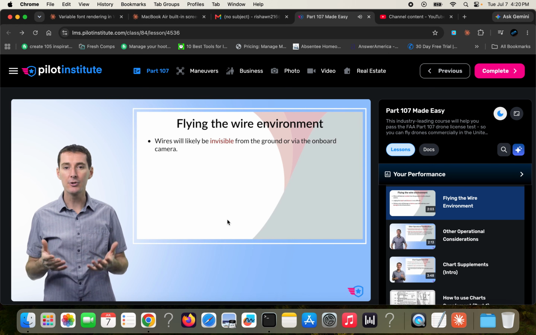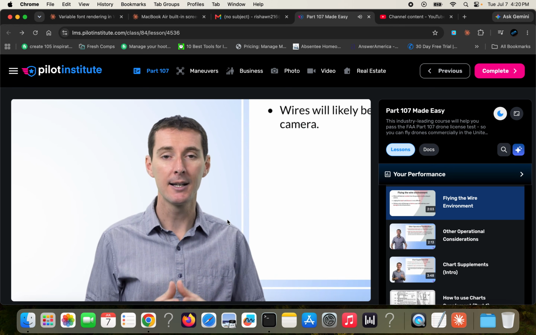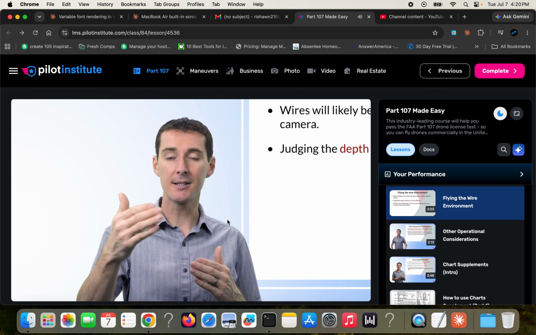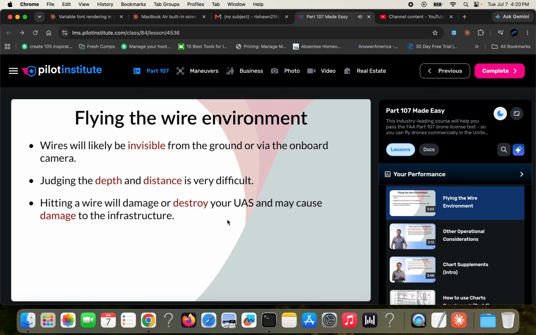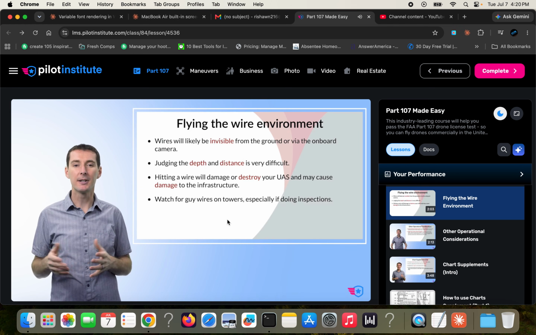Now this is something that usually is done for helicopter pilots. That's the kind of training that they get, but you also need to be aware of all this. Judging the depth and the distance from the wire is going to be extremely difficult, and that can lead to a collision with the wire. This can cause damage to the wire itself, damage to the infrastructure around it, and that can be very costly. It can create disruption, and it's just not something that you want to do.